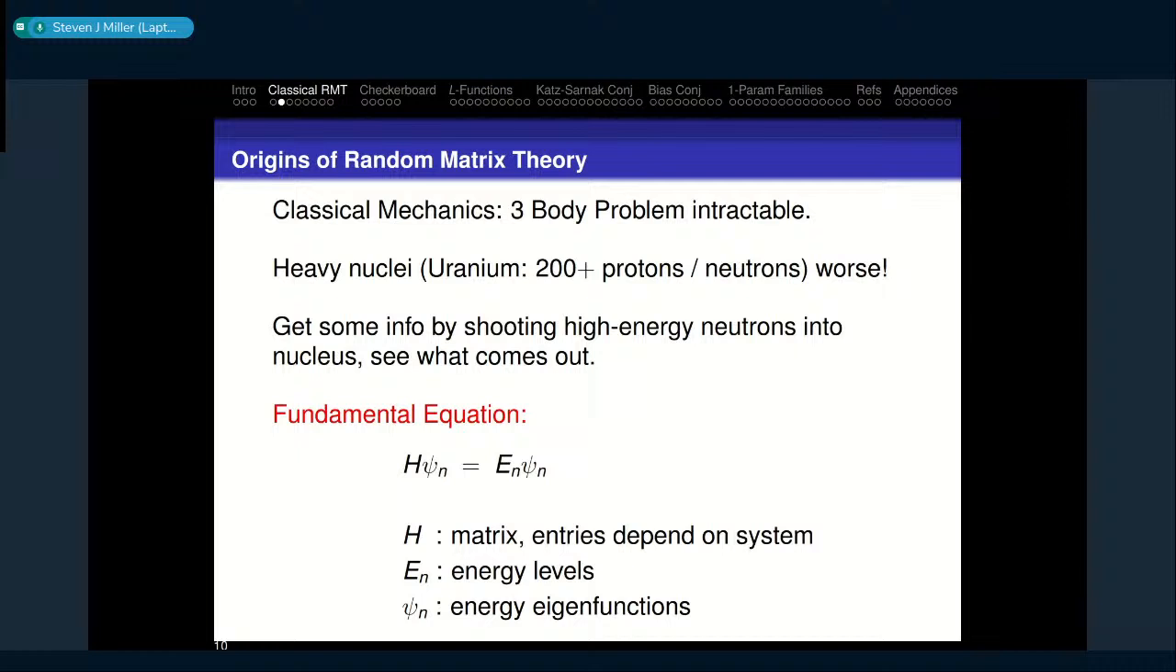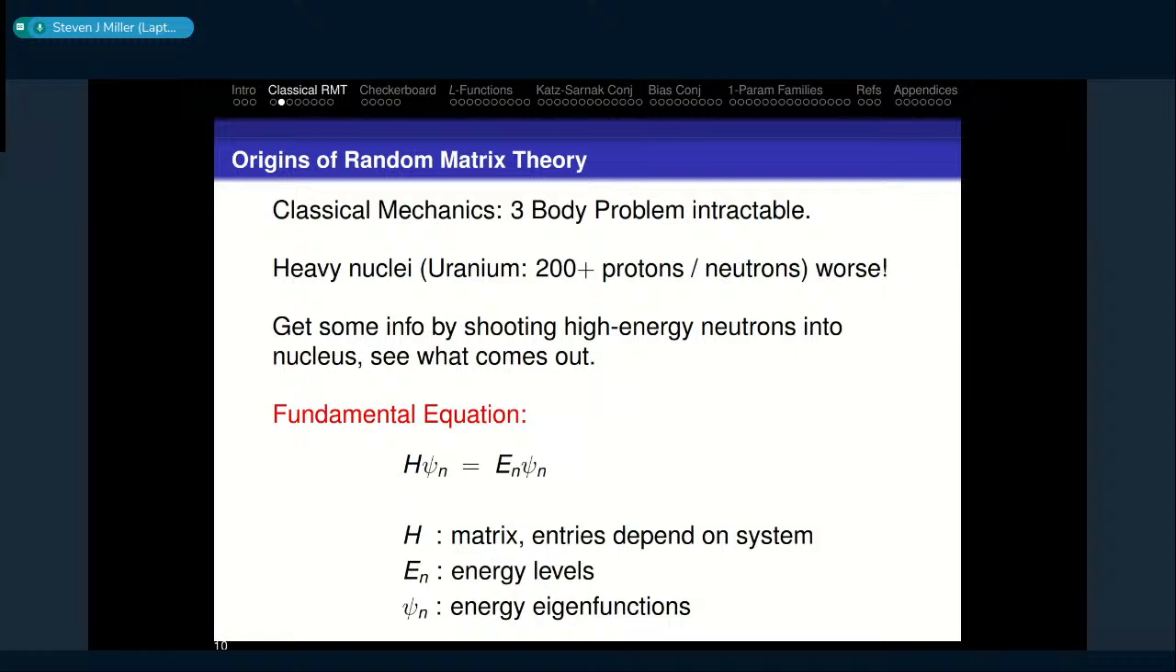So what we're trying to solve, the fundamental equation, is we have some operator H, the Hamiltonian, and we have the energy levels En, and we have the energy eigenfunctions. The problem is this is an infinite by infinite matrix, so this is already more than you would see in a normal linear algebra class. And even worse, we don't know any of the entries of the matrix because it is so complicated.